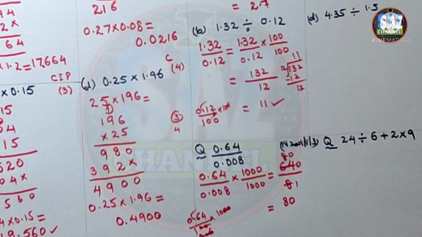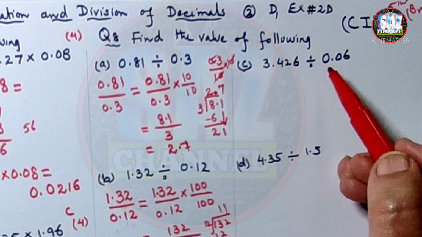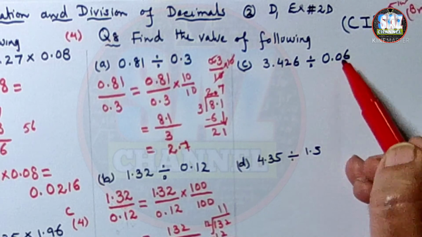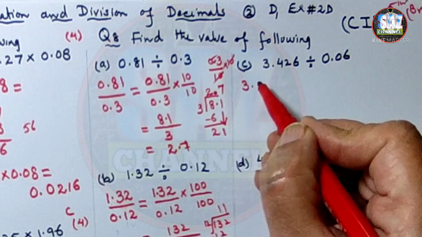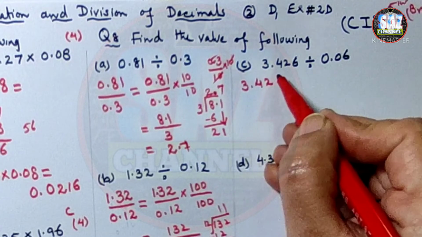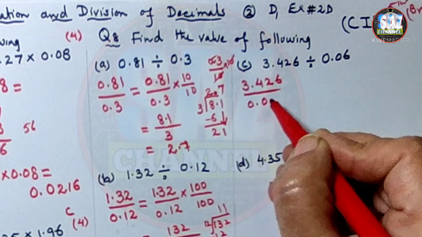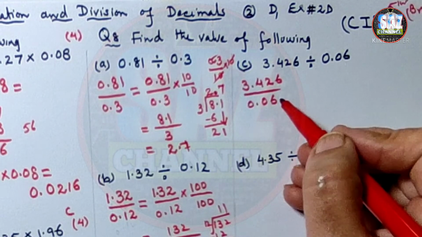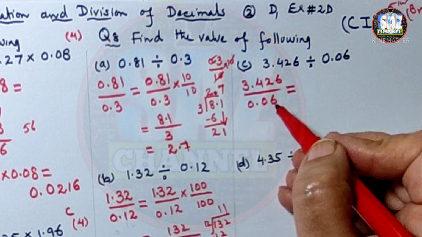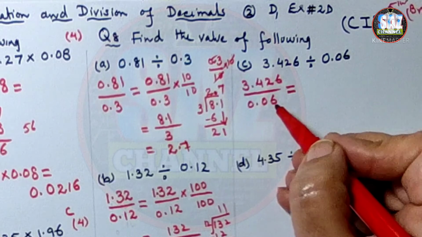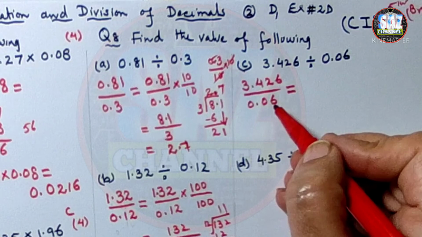Moving to the next question, that is 3.426 divided by 0.06. Now recall the rule, what we have to do first: we have to make the denominator free from this decimal by multiplying by a suitable power of 10.